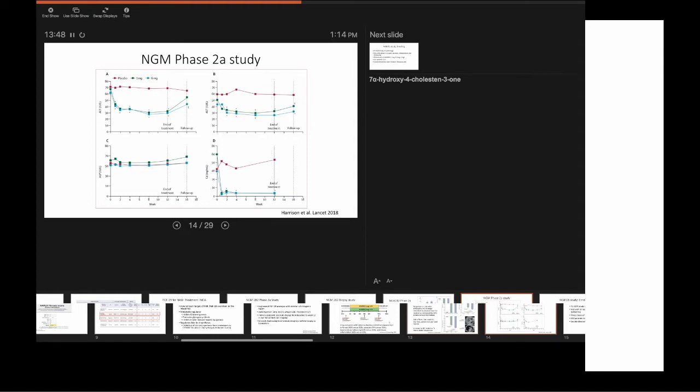What happened to their weight? It doesn't really change too much. Didn't change, the diarrhea wasn't that much.